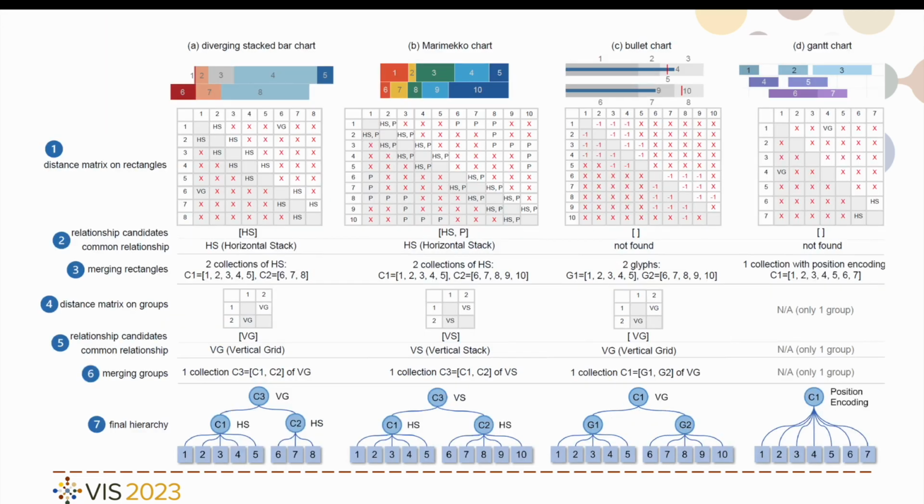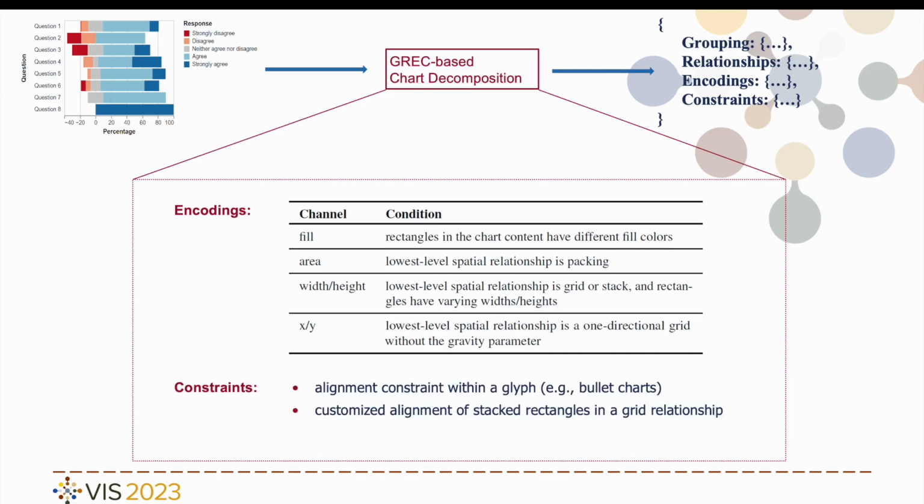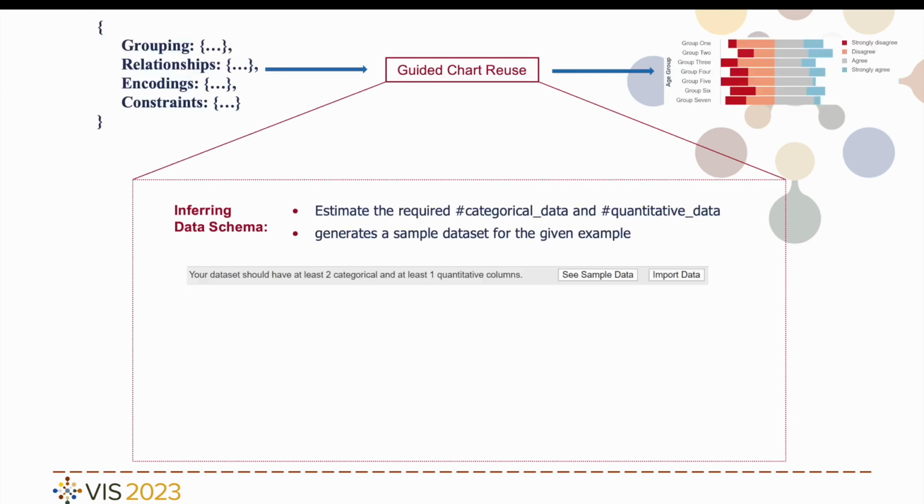This GREC-based decomposition works for a variety of designs, including glyph-based bullet chart and position-encoded Gantt chart shown in the last two columns. Once the grouping and the relationships are extracted, encodings can be extracted with certain roles shown here. We further extract mainly two kinds of alignment constraints within glyphs and on-stacked rectangles. Please refer to the paper for more details.